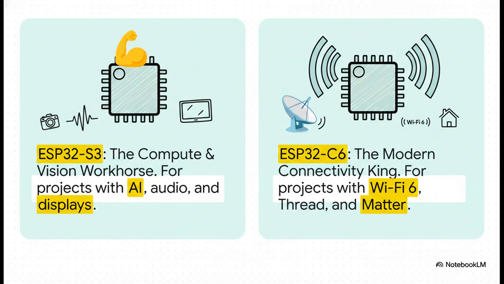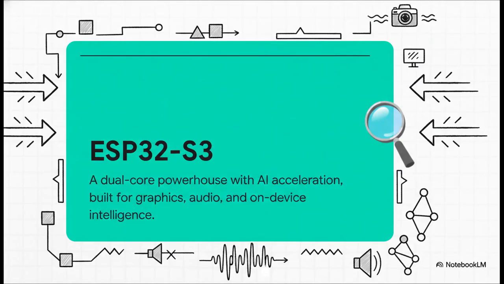I want you to think of them as two different specialists. The S3, that's your compute and vision workhorse, built for the heavy lifting. The C6, that's your modern connectivity king, the master of communication. The ESP32-S3 is all about raw performance. It's got two high-speed cores and these special vector instructions that seriously speed up machine learning and signal processing. So if your project involves a screen, a camera, or any kind of smarts happening right there on the device, the S3 is what it was built for.